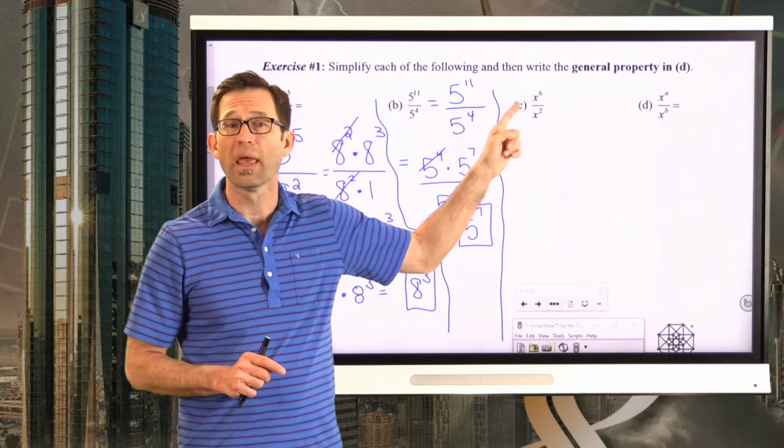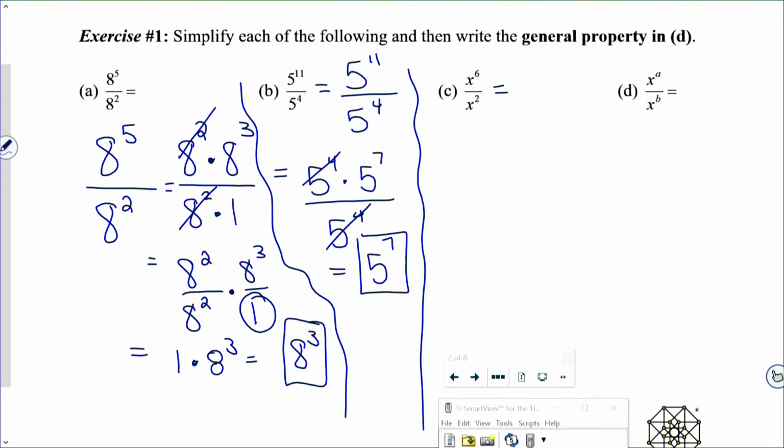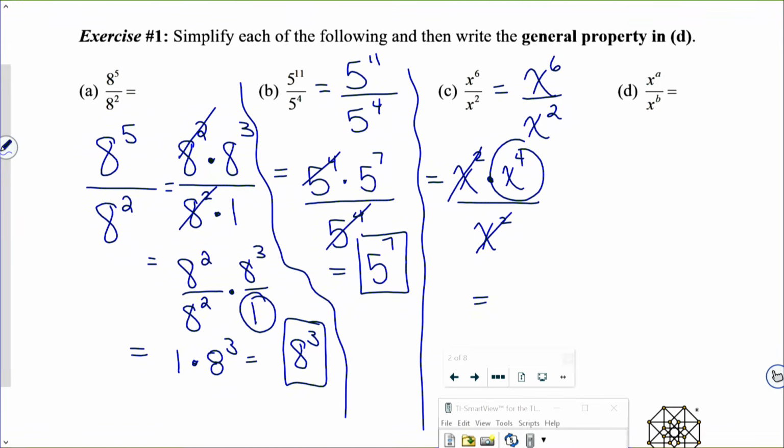Now let's do one where the bases are variables. Here I've got x to the 6th divided by x to the 2nd. So the numerator I can factor as x to the 2nd times x to the 4th, and here I'll just leave as x to the 2nd. We can cancel those two, leaving me with just x to the 4th.